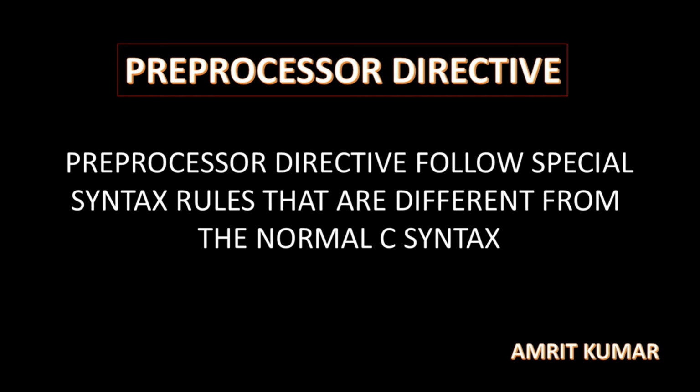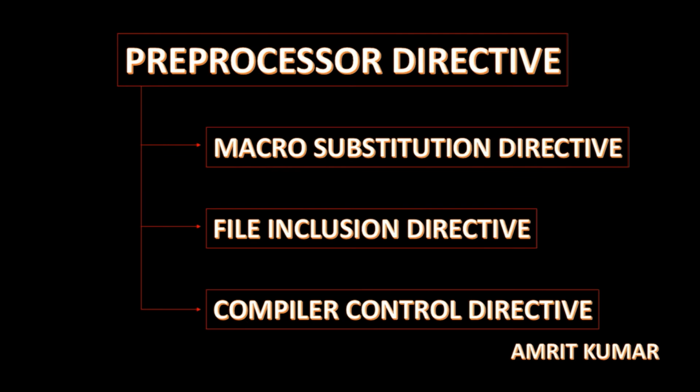So the preprocessor directives follow special syntax rules that are different from the normal C syntax. Preprocessor directives have been classified into three categories, and today we will learn about the macro substitution directive. After that we will learn about the file inclusion directive and the compiler control directive. So let's look at the macro substitution directive.